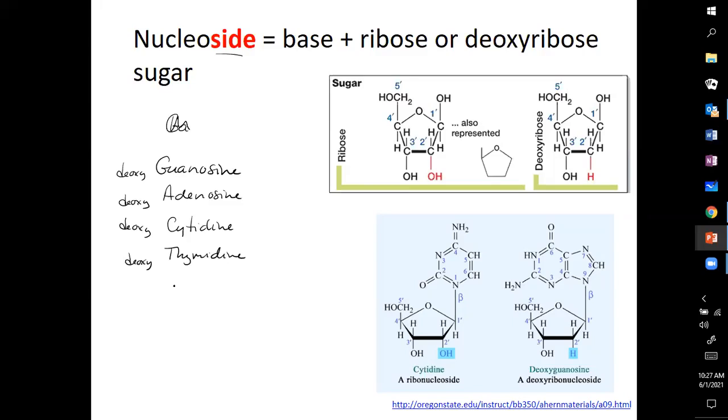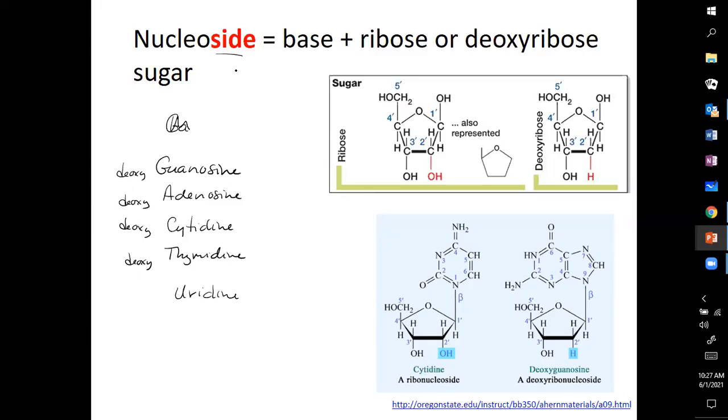And uracil becomes uridine. Now your uracil would be attached to a ribose sugar, so it would not be deoxy. If a thymine was attached to a ribose sugar, then it would just be thymidine. So the deoxy is telling you what the sugar is doing. This is telling you that you have got a sugar plus a base.